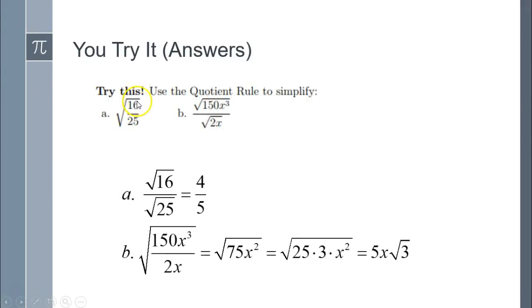So the square root of 16 over 25, the square root of 16 is 4, the square root of 25 is 5, the answer is 4/5.